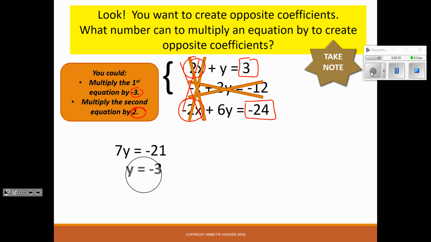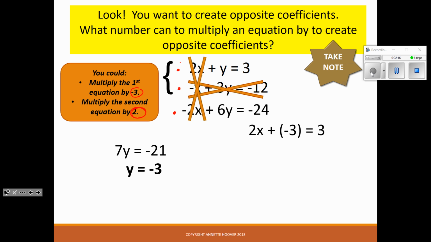Now that we know what y is, we can substitute it back into one of the original equations or our new equation. You can substitute in the first one, the second one, or the one you created. They're all going to result in the same answer. I chose to substitute it into the first equation. Up here I had 2x plus y equals 3. And I know that y is -3, so for y I plugged in a -3, and here's what it looked like. 2x plus a -3 equals 3.